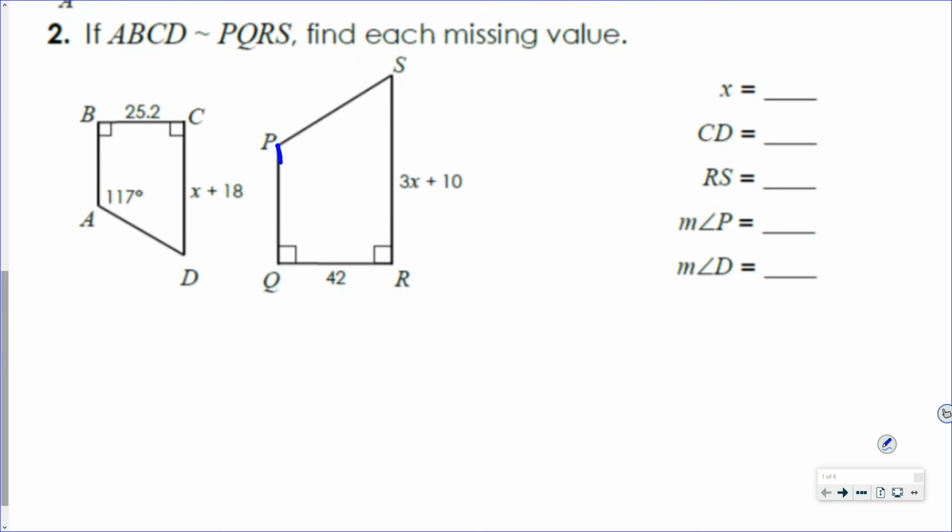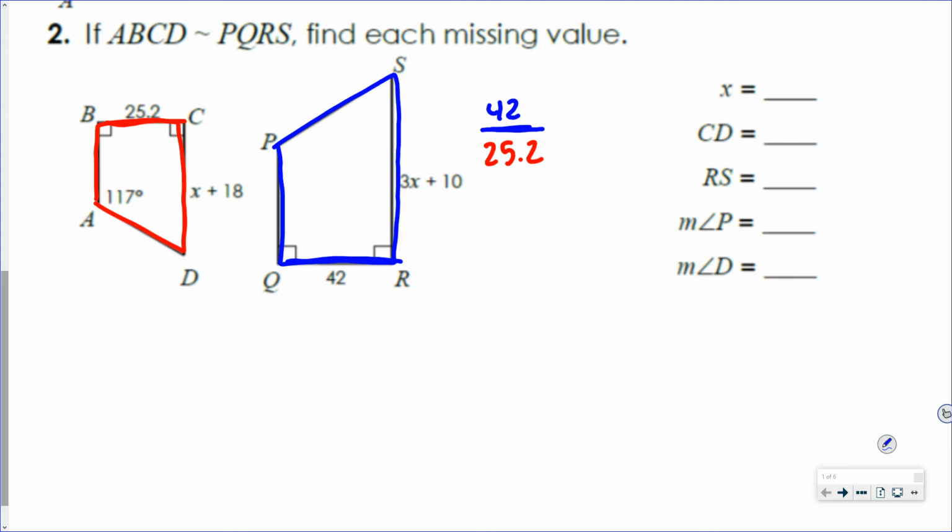All right, this time, my larger one, I'll still use blue. My smaller one, I'll use red. So the corresponding side pair that they're giving me are these ones that are formed by the two right angles, right? This height of the trapezoid. In my blue, 42 corresponds to 25.2. Now you don't even have to reduce that scale factor to solve for X. You can if you want to, but you don't have to.